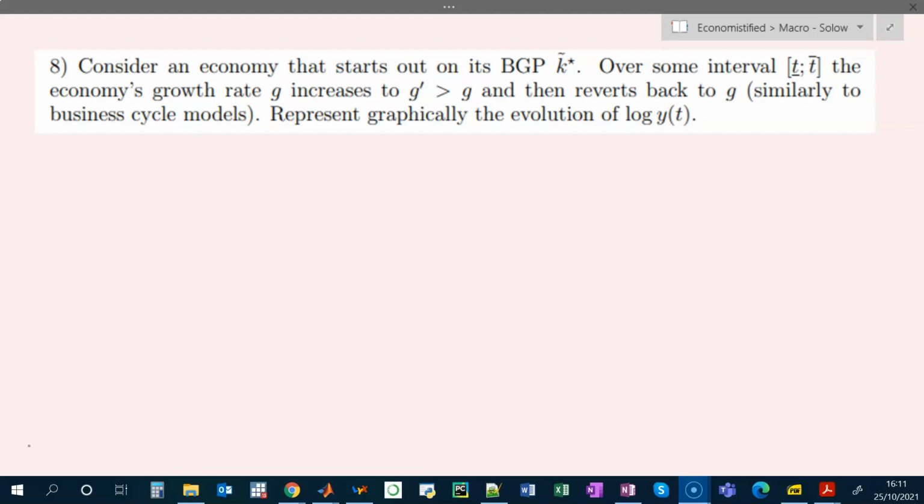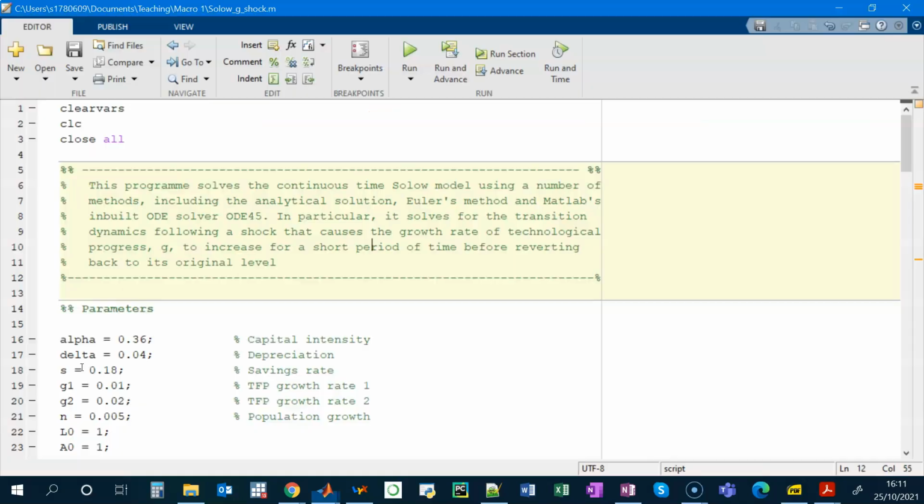So the question is very simple. The economy starts on the balanced growth path, and then over some interval t lower bar to t upper bar, the growth rate increases to g prime, and then at t upper bar goes back to g. Okay, let's look at how we might solve this on a computer.